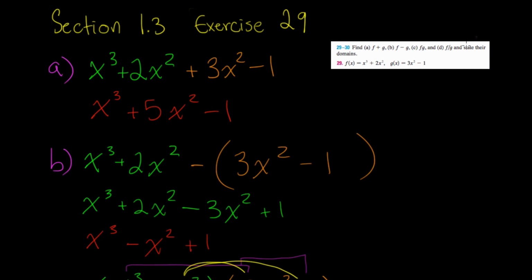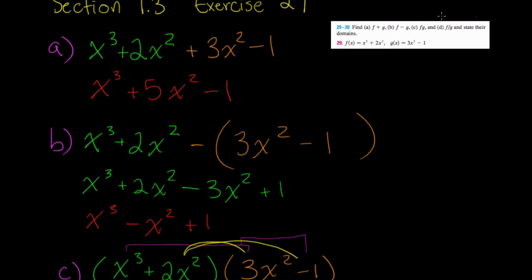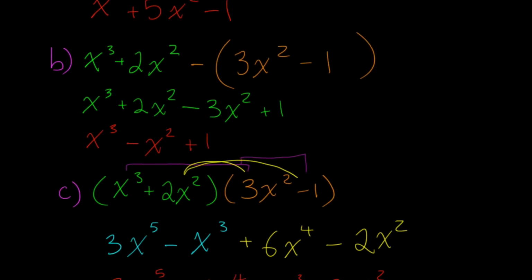Oh, and we're supposed to state the domains. Okay, so I'll do that really quick. This is a polynomial, and for all polynomials, the domain is all real numbers, from negative infinity to positive infinity. So here, and here, they're all polynomials whose domain is from negative infinity to positive infinity.